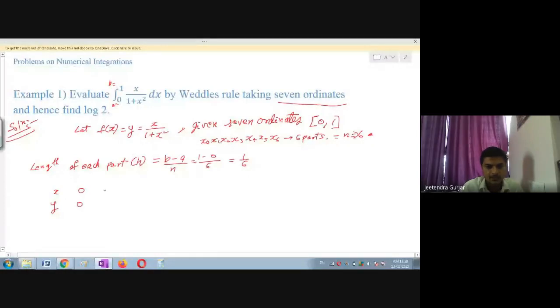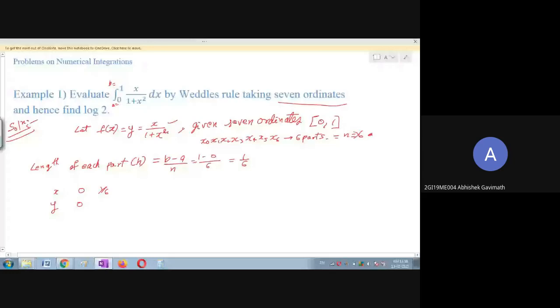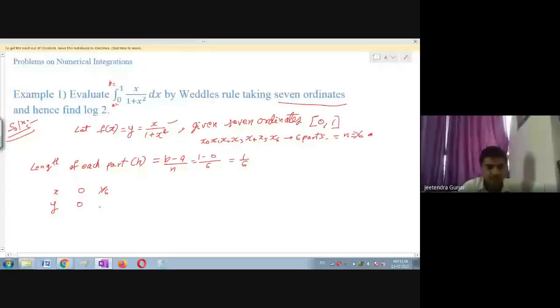Next, go for the next interval, which must be again 1/6. So this is going to increase by 1 upon 6. Substitute in this equation. Please tell me what is the answer. 0.1621. Yes, very good. It is 0.1621. Okay. Next, continue this 1 by 6. Then again plus 1 by 6 will become 2 by 6, or we just take this as 1 by 3.